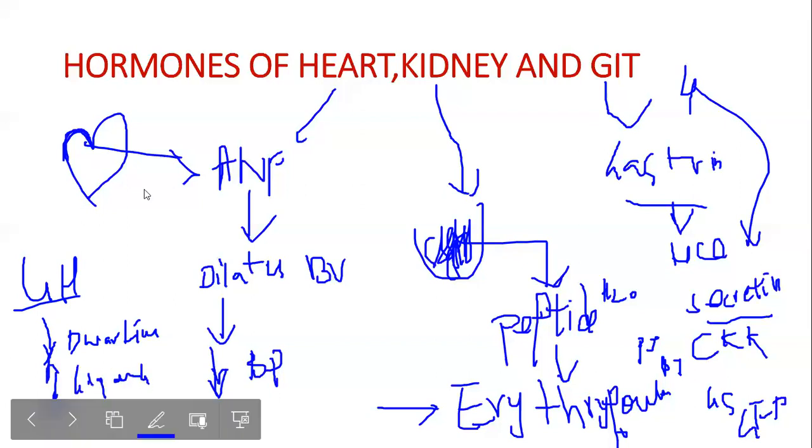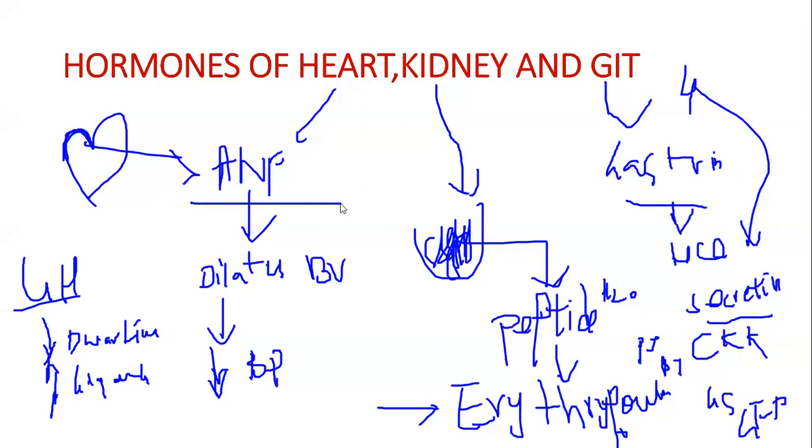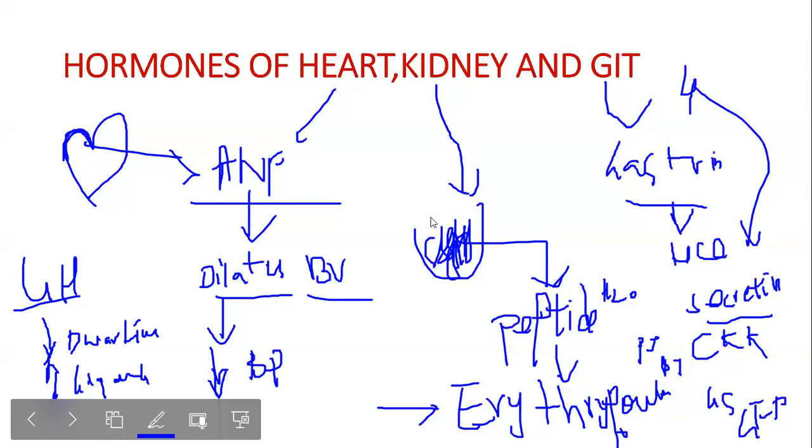So let me repeat the hormones of the heart, kidney and GIT. On the atrial wall of the heart, it secretes ANF, atrial natriuretic factor, which helps in dilation of the blood vessels. So whenever there is increased blood pressure, this hormone reduces the blood pressure. In the juxtaglomerular cells of the kidney, there is a peptide hormone called erythropoietin. Like the name suggests, erythro means red blood cells and poiesis means formation. So RBC formation is stimulated here.